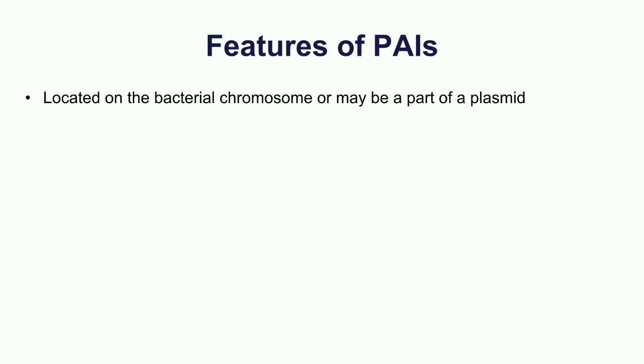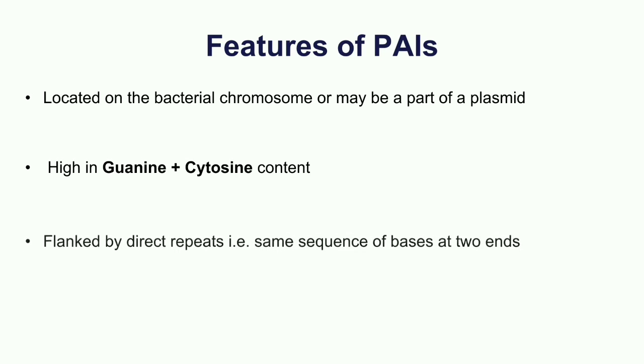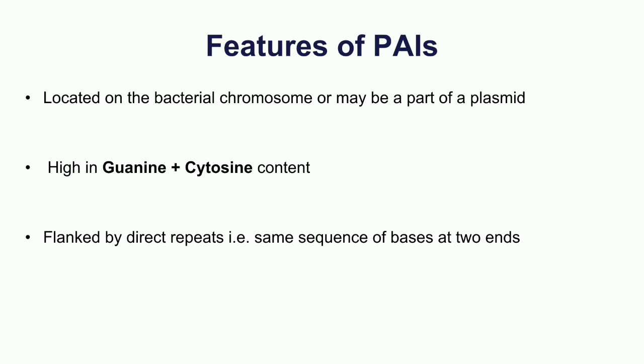The pathogenicity islands are located on the bacterial chromosome, or they may be found as part of a plasmid. A very characteristic and important feature which helps in identifying the pathogenicity islands from other genomic islands is that it has a very high guanine plus cytosine content. The pathogenicity islands are usually flanked by direct repeats. Direct repeats are the same sequence of base pairs at the two ends of the pathogenicity island genes.